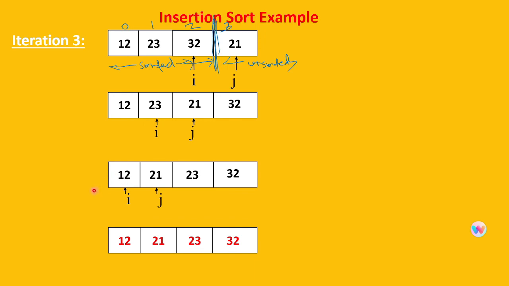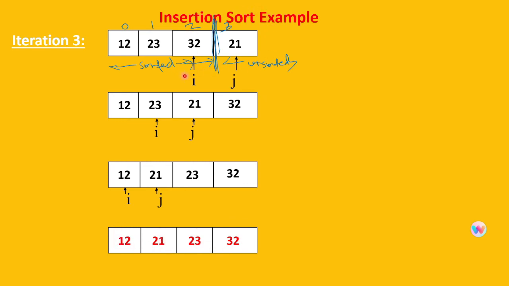If you further decrement the values of i and j, i will go beyond this and there are no elements over here, so there is no point in decrementing i and j further. So we got the sorted array at the end of iteration 3, that is 12, 21, 23 and 32.